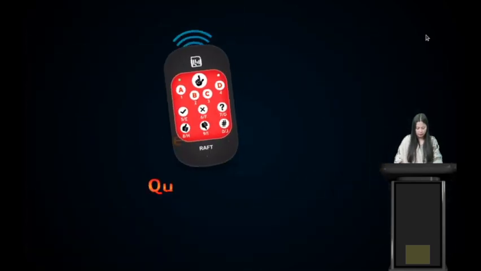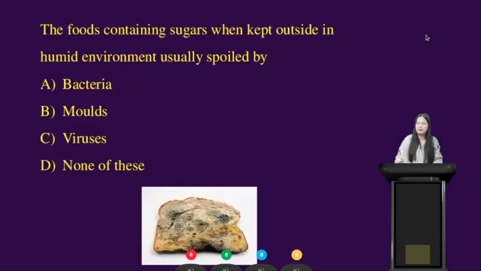Alright students, we have another question. Please get your rough devices ready. The question is, the foods containing sugars when kept outside in humid environment are usually spoiled by which of the following microorganisms? Bacteria, molds, viruses, none of these. I'm giving you 20 seconds to respond to this question. Your time starts now.